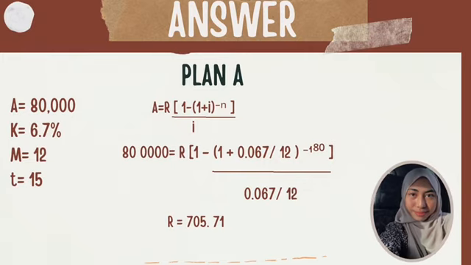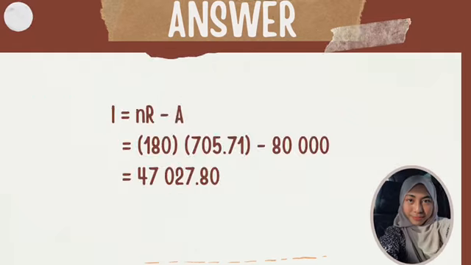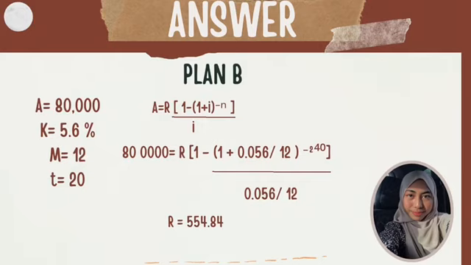First, we list the information that is given. As we can see, we use this formula, which is A equals R, bracket 1 minus bracket 1 plus i, bracket negative n, bracket over i. Then, we put all the information that is given into the formula. Then, we get the answer R equals 705.71. Then, we find the interest using the formula I equals NR minus A. And then we get the answer 47027.80. Then, we move to the answer for plan B.